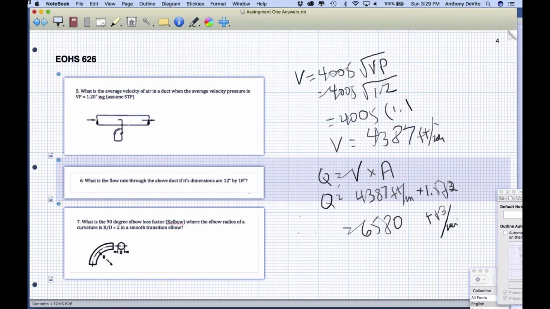There are various kinds of issues with friction, with noise being generated, which is an energy loss, or heat being generated, which is an energy loss as well. So all of those are going to combine into overall losses as we go through these different transitions, whether it's a long run of ductwork, an elbow, a reduction, so on and so forth. Okay, what is a 90-degree elbow loss factor, K elbow, where the elbow curvature radius R over D equals 2 in a smooth transition elbow?